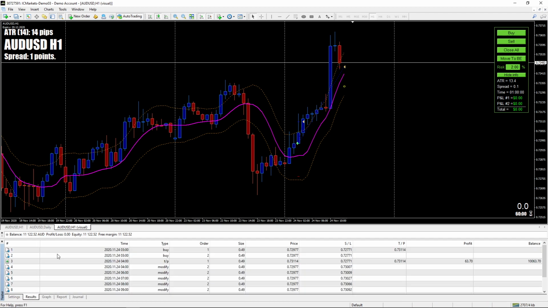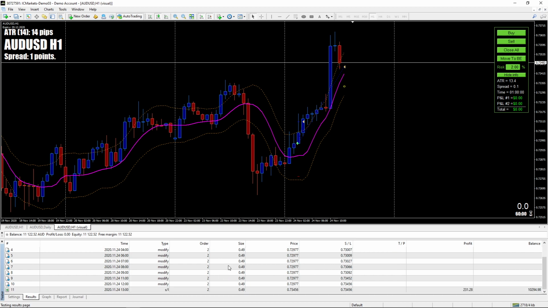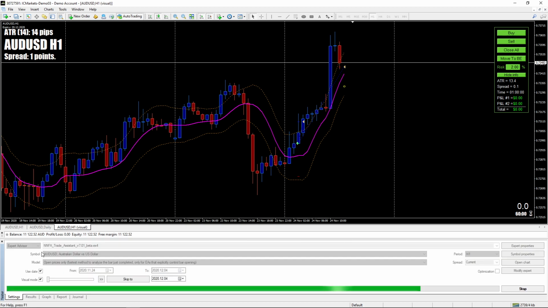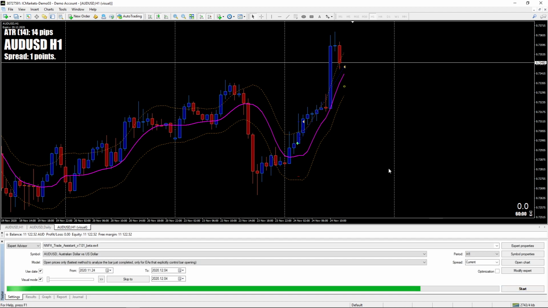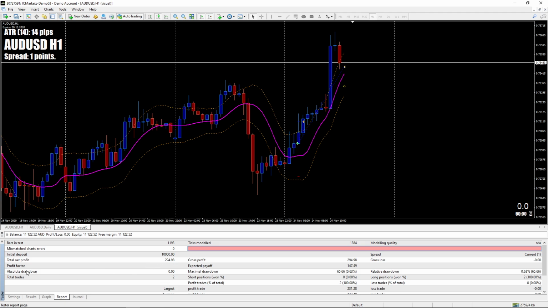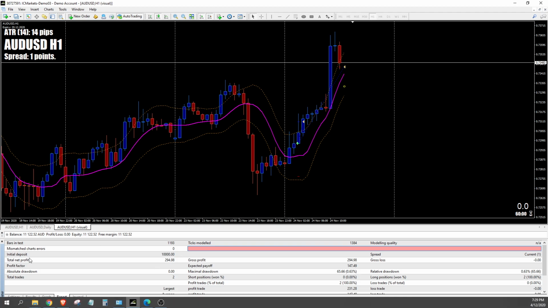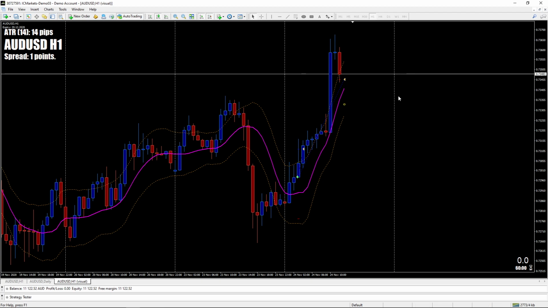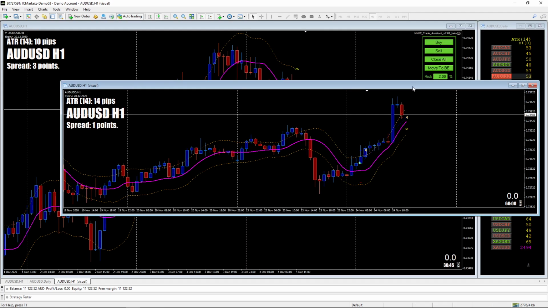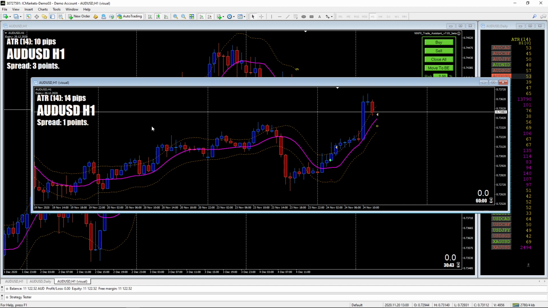So if we have a look at the results, you can see how many times that stop loss was modified by the EA. Basically every time it moved that stop loss, it does a modification order, and then this trade exited in profit. So if we stop this here and have a look at the report, it just gives us the basic information. Two trades. Yeah, I mean, you guys know how that works. You can play around with that. So that is the trailing stops portion of the video.